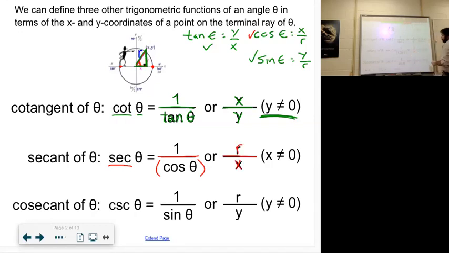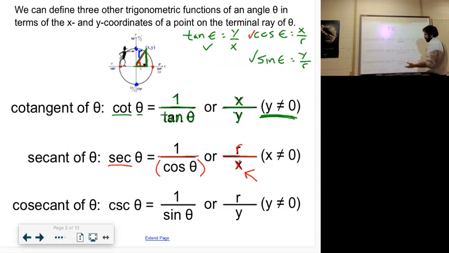And just like in the cotangent function, because you have a variable in the denominator, we cannot divide by 0. X cannot be 0. So any angle that terminates in the circle where the x coordinate is 0 is going to have an undefined value for the secant function. Those would be pi over 2 radians or 90 degrees, and also 3 pi over 2 or 270 degrees. So any angle that terminates on the y-axis will have an undefined value for the secant function.